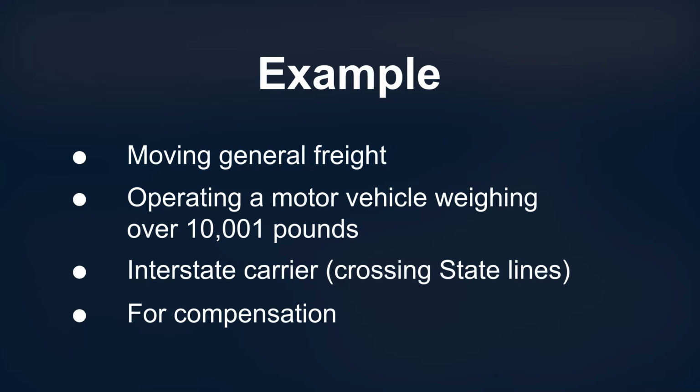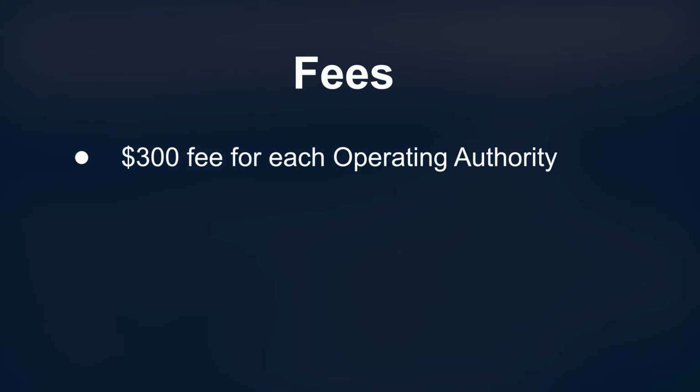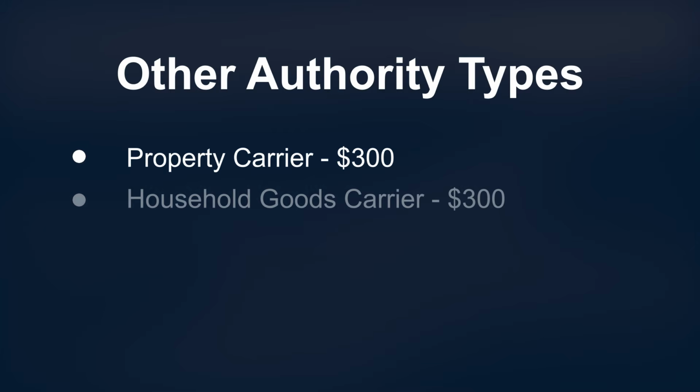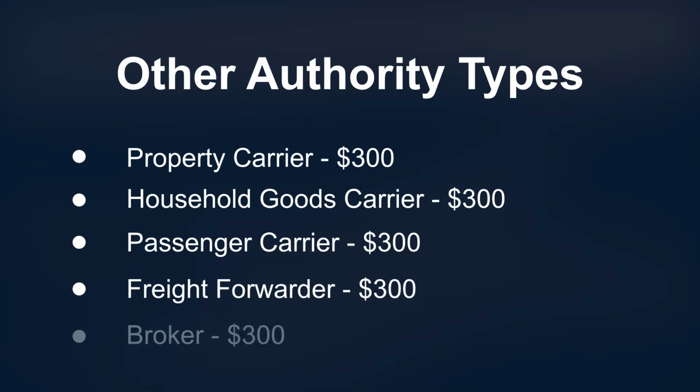You would need a USDOT number and operating authority, or MC number. There's a $300 fee for each type of operating authority you request, but the USDOT number is free. In some cases, an entity may require multiple authorities to support their business operations. Other authority types include property carrier, household goods carrier, passenger carrier, freight forwarder, and broker.